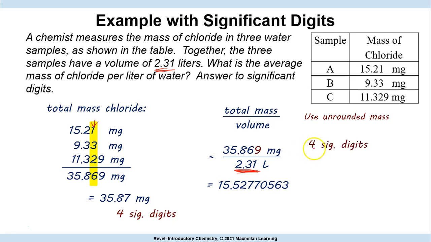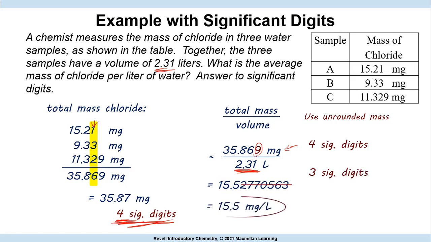The one up has 4 significant digits. Why does it have 4 and not 5? Because we took it from this point. From this point, it was just 4 significant digits. So that is why here we talk of 4 significant digits and not 5. This 9 is still there, but we don't consider it. The one at the bottom has 3 significant digits. So our final answer must have 3 significant digits. So that gives us 15.5 milligrams per liter.